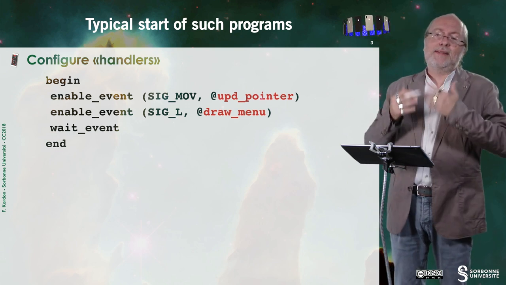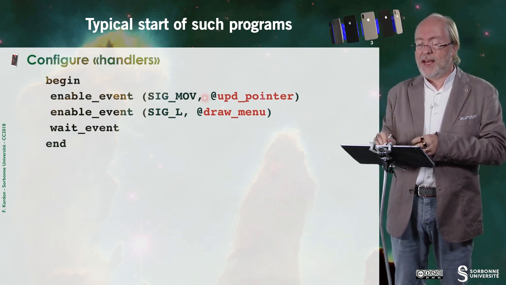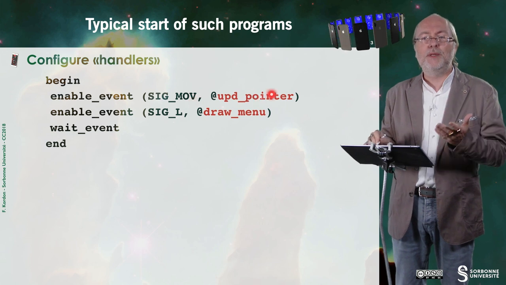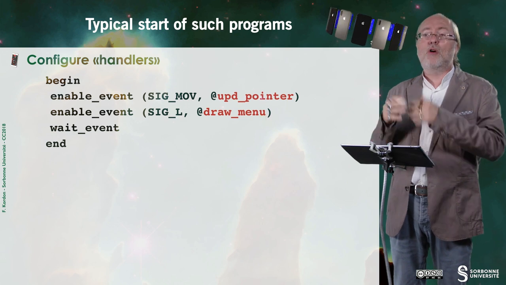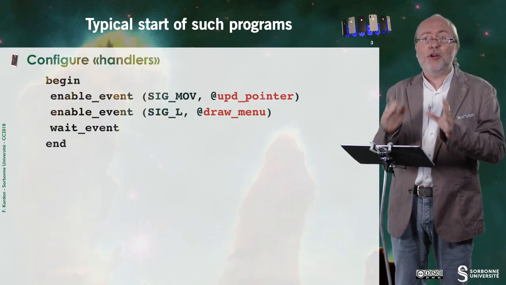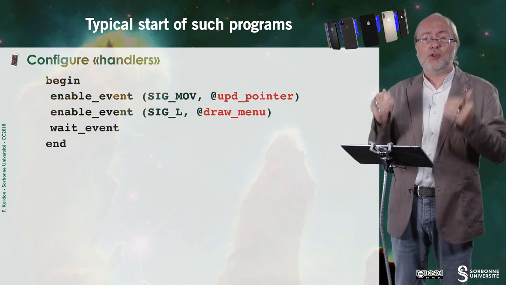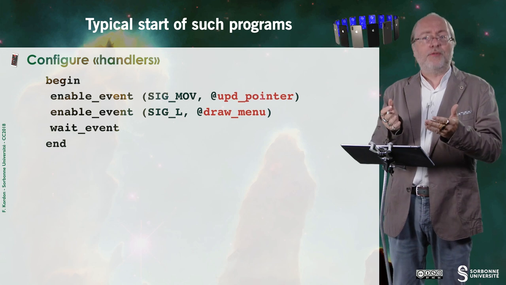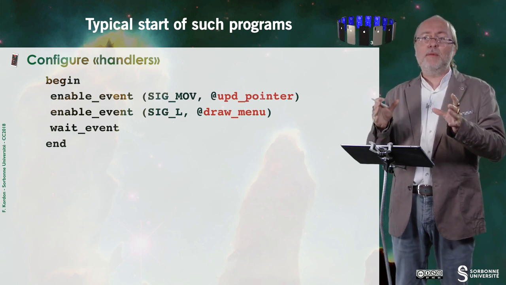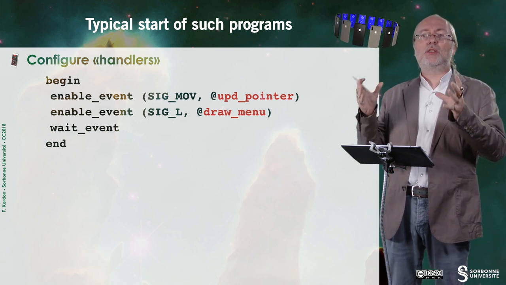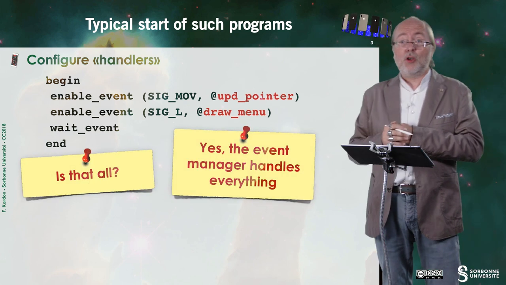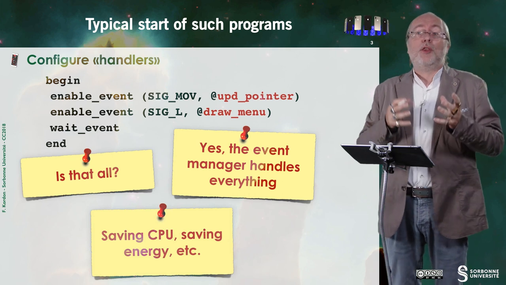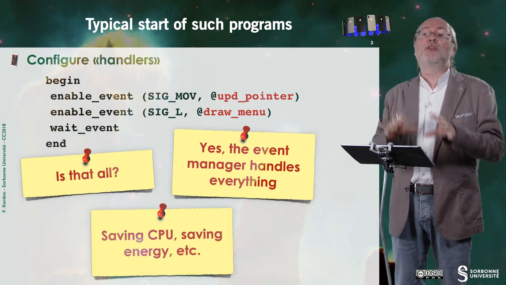So what I state in my program, first, is that I want to associate to SIGMOVE the UPD pointer, which is the address of a routine with the appropriate instructions, and I want to associate to SIGL the draw menu procedure. And then I want to do nothing because there is nothing else to do. So I wait for an event. I say to the operating system, I have nothing else to do. Please just wake me up when the corresponding event occurs. That's all, because the event manager integrated in the operating system will handle everything.